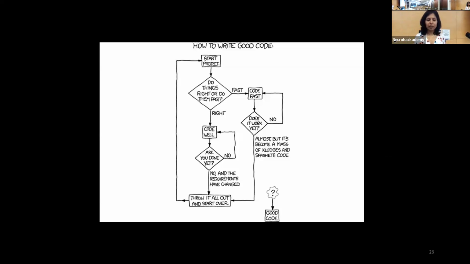Give you a second to look at this. Looks familiar?